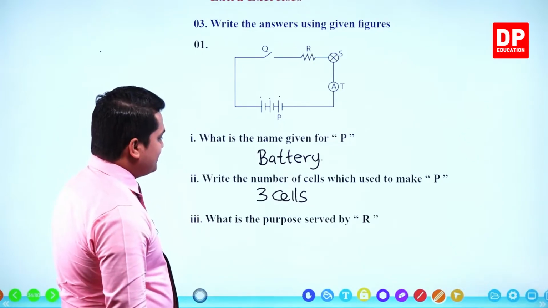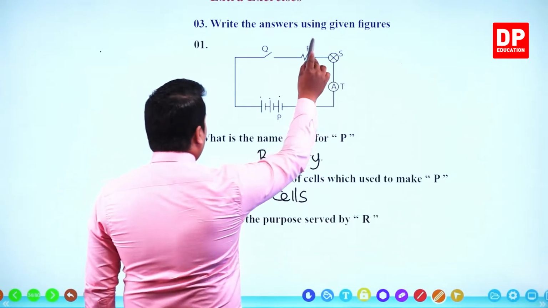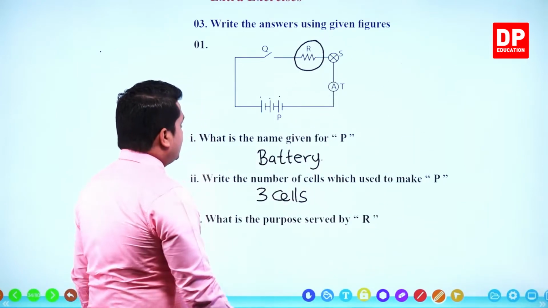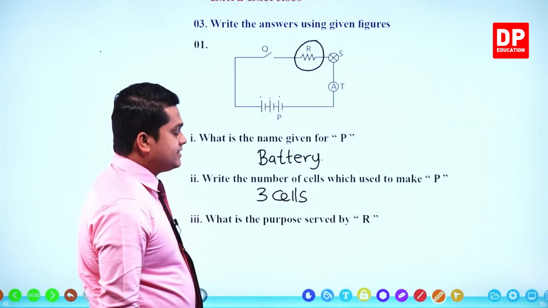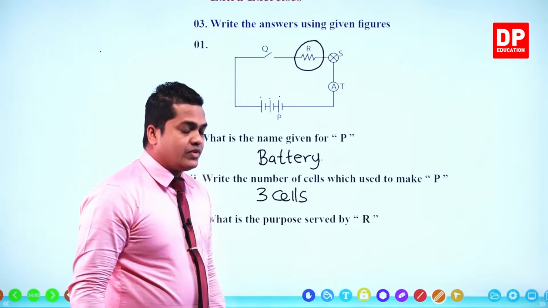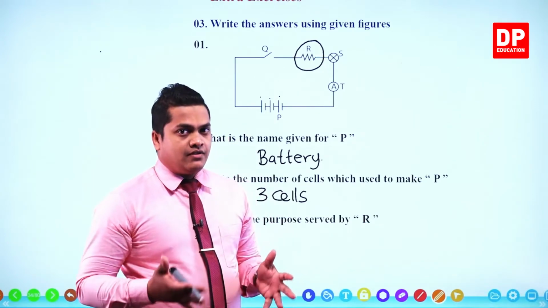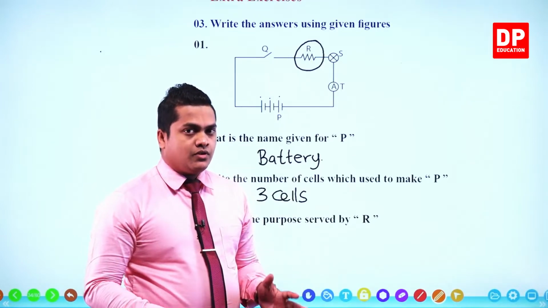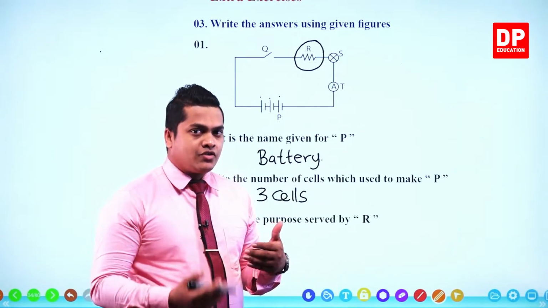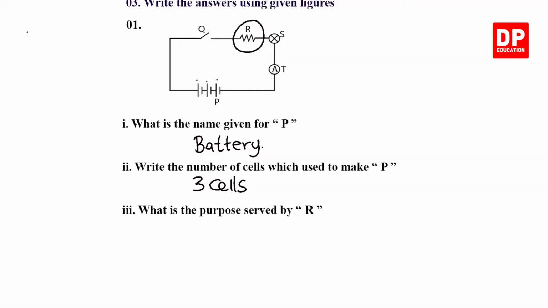What is the purpose served by R? So R is a permanent resistor. You can see the symbol, the zigzag line. So R is a permanent resistor. We use a permanent resistor in order to reduce the current flow in the circuit, or else to control the current flow in the circuit.